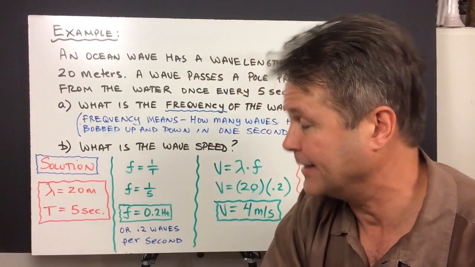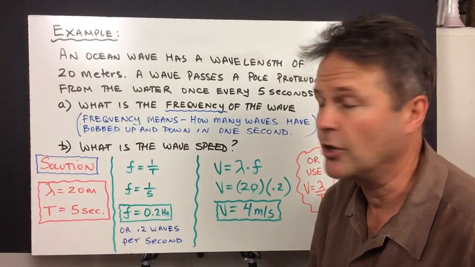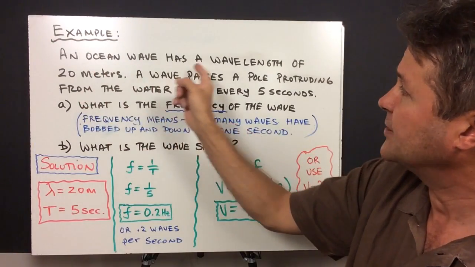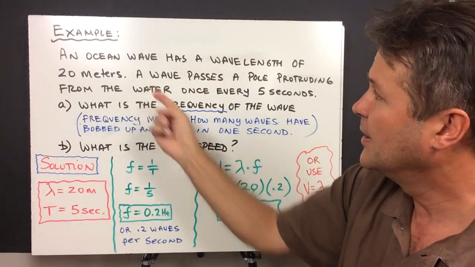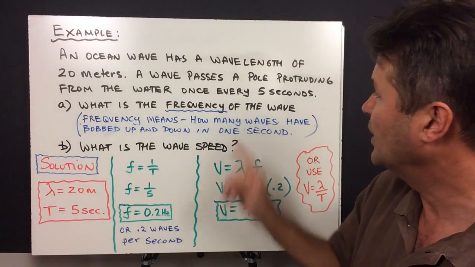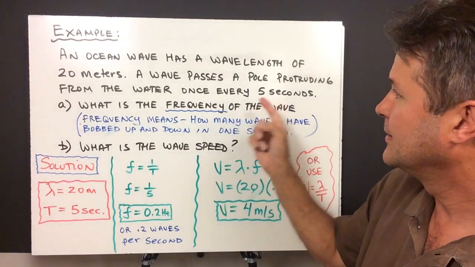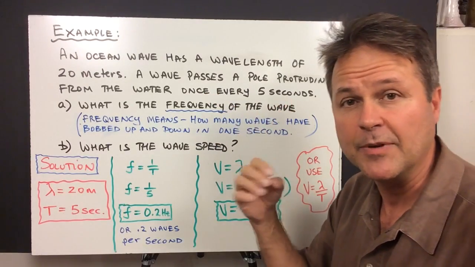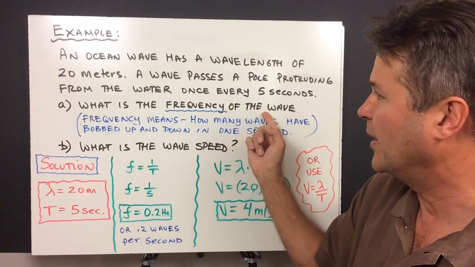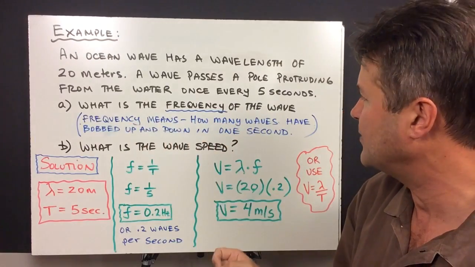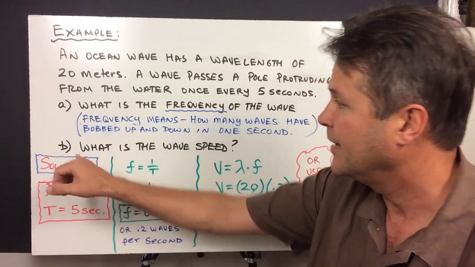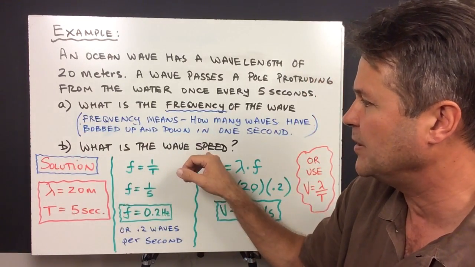Now, referring back to that diagram that I just showed you, here's an example we're going to calculate. An ocean wave has a wavelength of 20 meters. The wave passes a pole protruding from the water once every 5 seconds. So that would be the period of time for that wave. A, what is the frequency of the wave? Now, frequency means how many waves have bobbed up and down in 1 second. And B, what is the wave speed?